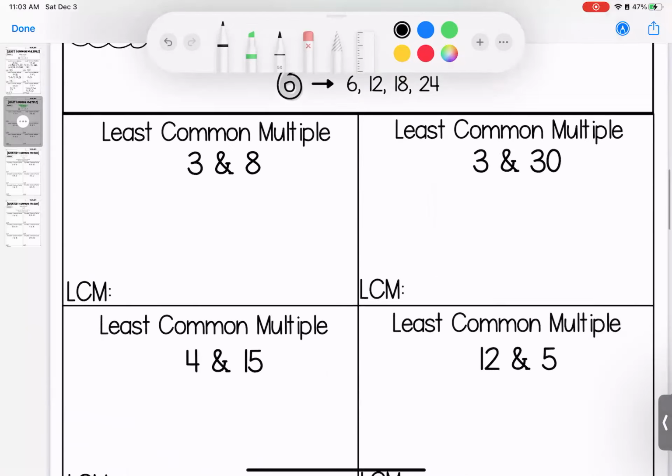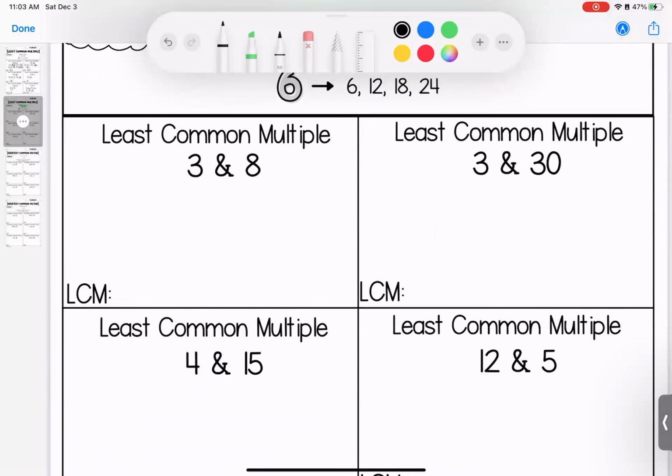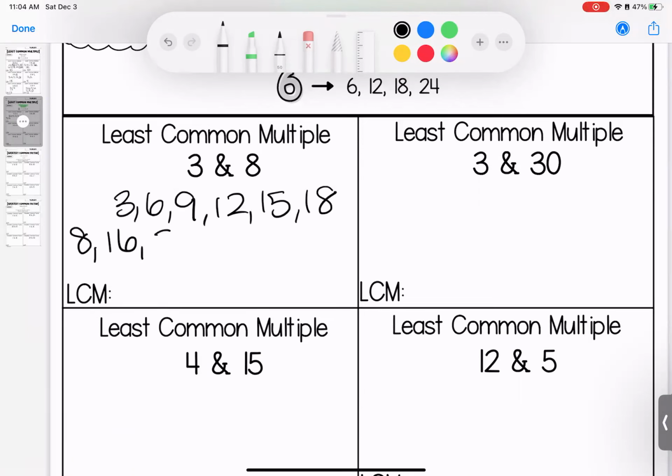I have suggested that you start with your smaller number to try and find the first multiple that you can. So if we start with our 3, we have 3, 6, 9, 12, 15, 18. Let's see if that gets us far enough. 8, 16, 24, 32. I know that 24 is also a multiple of 3 because 3 times 8 is 24. I'm going to stop at 24. That is my least common multiple.